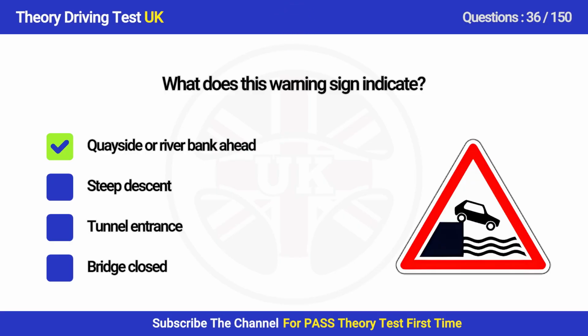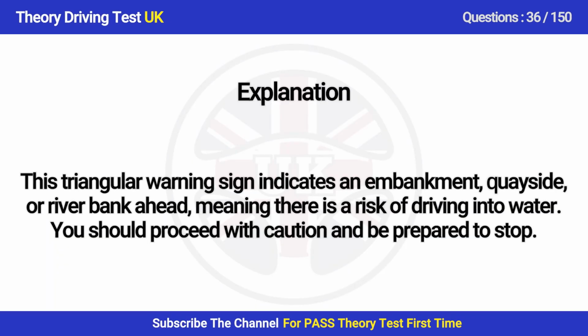Answer is A. Quayside or riverbank ahead. This triangular warning sign indicates an embankment, quayside or riverbank ahead, meaning there is a risk of driving into water. You should proceed with caution and be prepared to stop.